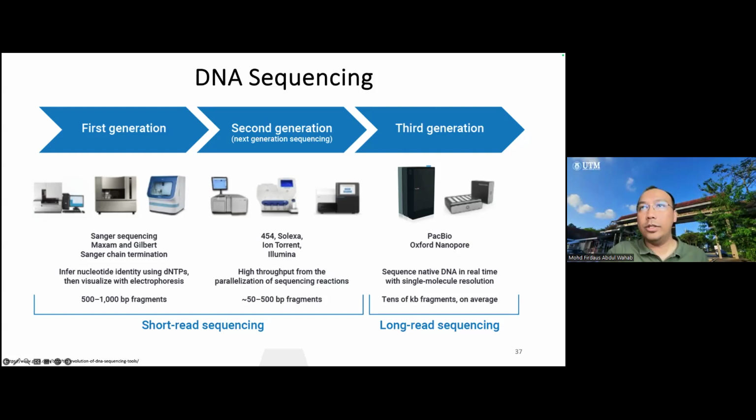So normally we use Oxford Nanopore. And another advantage of Oxford Nanopore is that it's very small. There is a type of MinION sequencer, which is very small, and we can bring it to the field. So you can go to the most remote area and be able to do DNA sequencing. So it's very interesting.